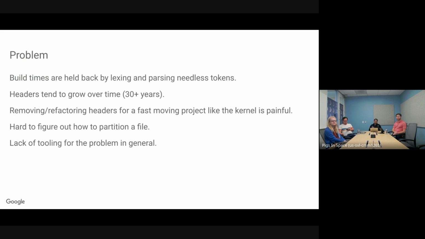So what's the problem we're trying to solve? Build times are held back significantly by lexing and parsing. One of the things that contributes to more lexing and parsing is having more headers, and headers tend to grow over time. The Linux kernel has been in development for over 30 years, and we want to remove or refactor them such that we include as little as possible. Doing this for something that moves as fast as the kernel is pretty painful, and it's hard to figure out how to partition a file and what is not necessary. There's a lack of tooling for this problem in general, so we're trying to create tools that people can use to send patches to the kernel to fix the issues.